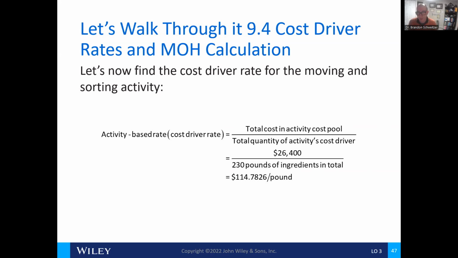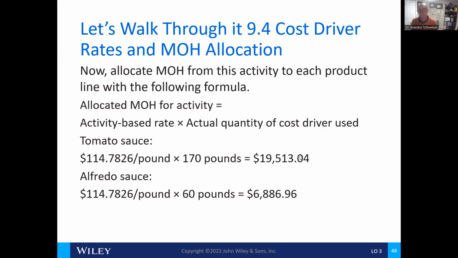So we take the total cost in the activity cost pool, 26,400 in this example, divided by the 230 pounds, gets us to $114.78 per pound. We take that amount and multiply that by the number of pounds moved, in this case 60 for Alfredo and 170 for the tomato, to get the allocated manufacturing overhead for each unit.